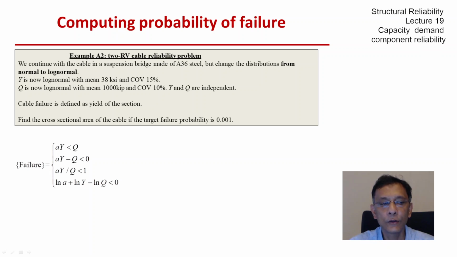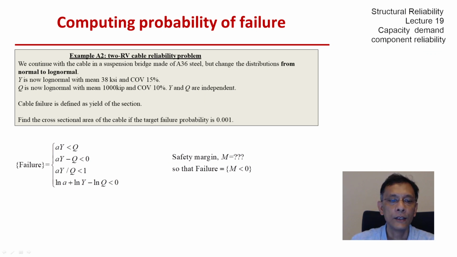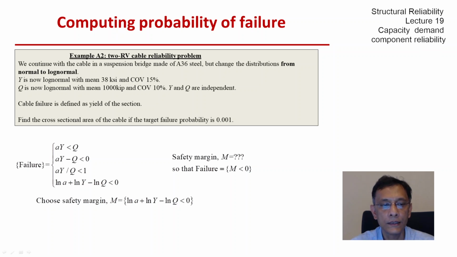So here again is the question as to which failure representation to take. Because Y and Q are log normal, it seems the obvious choice is the last one, involving log Y and log Q, because we know that they are each normal and we very much like to have a linear combination of normals. So we take the safety margin, as I just said.